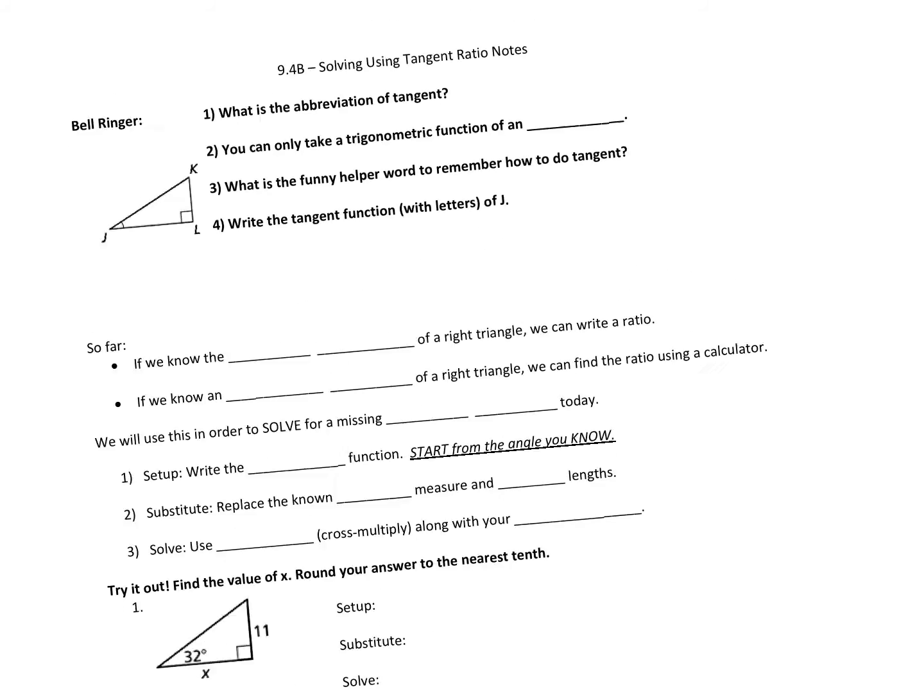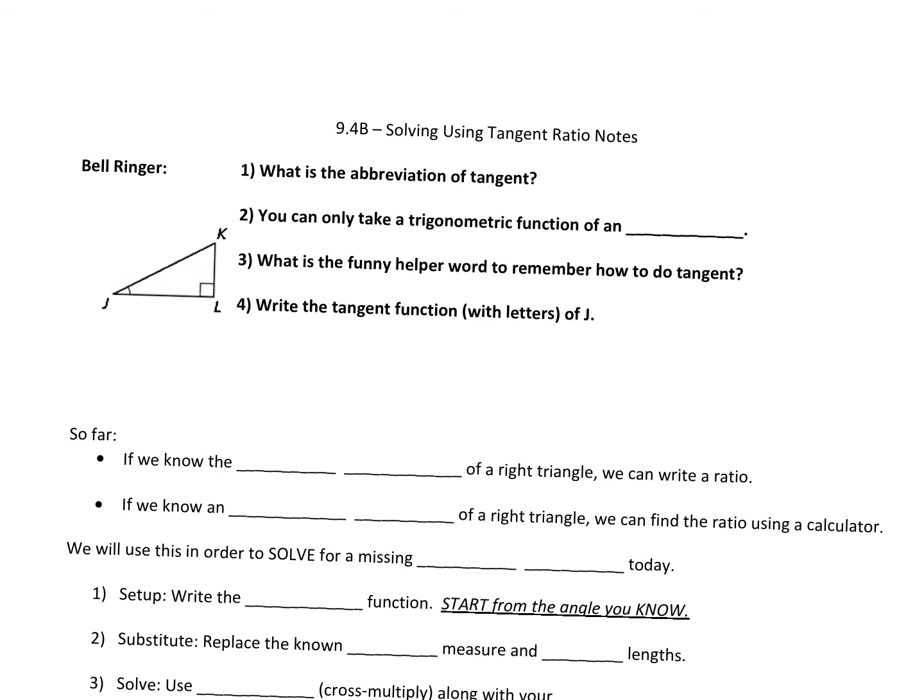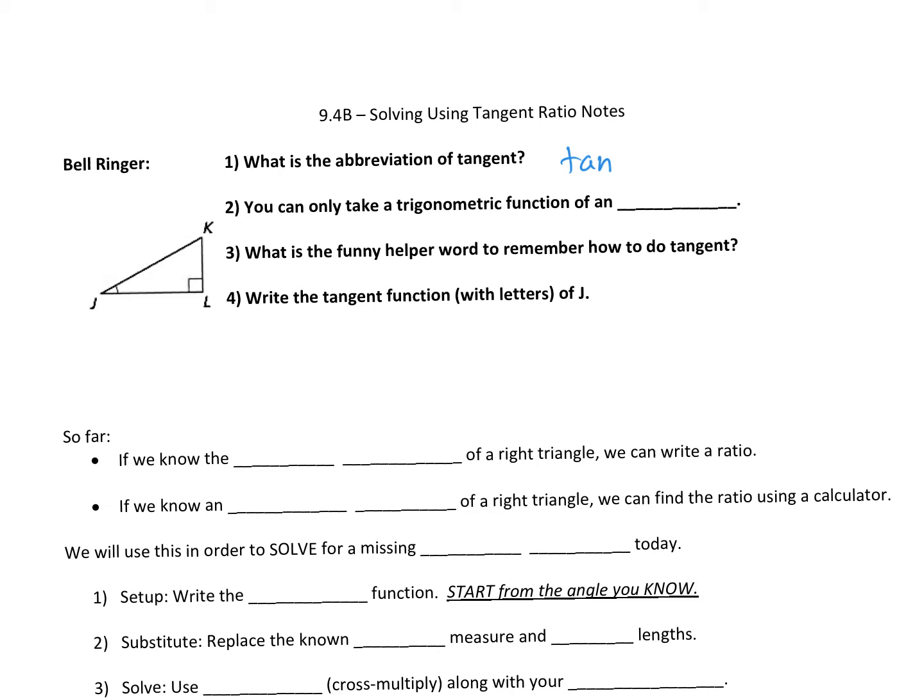Today on 9.4b, we are continuing with our tangent ratios. Remember, our tangent is opposite over adjacent. What is the abbreviation of tangent? Well, that is just tan. TAN is our abbreviation for tangent.